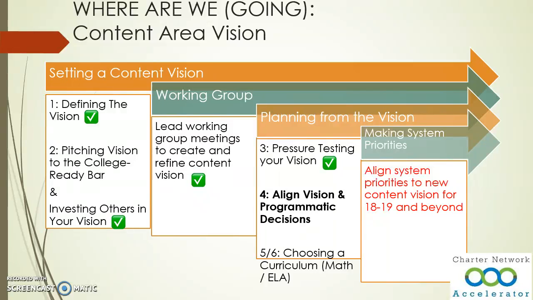This session is really here in this fourth bucket where we're going to talk about aligning your vision to programmatic decisions that can help you really translate paper to classroom. There are other sessions that were formal on choosing a math and ELA curriculum. Since it's the end of the year, this might not be the best time to talk about choosing a new curriculum, but if that's something you're interested in, I will follow up with you individually to talk about what makes the most sense and how to explore what is out there.